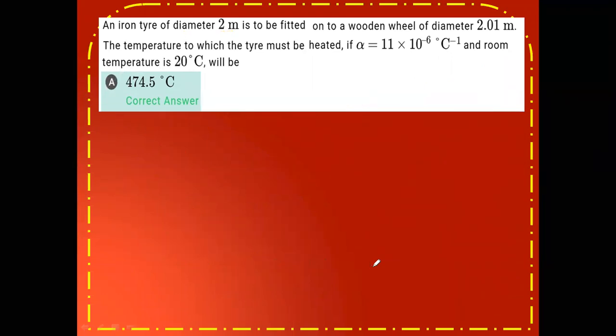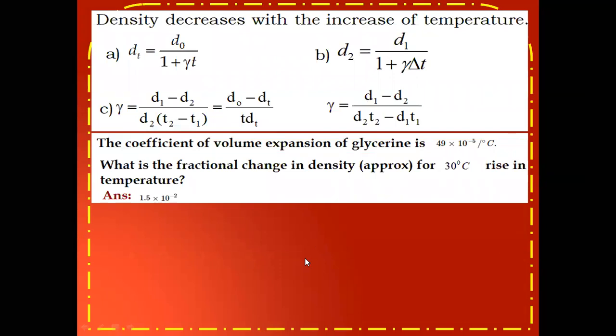Now let's move on to the next concept. This is a very important concept, the density concept. As you know, when heat is supplied to a substance, first, the mass of the substance, the mass of the solid, doesn't change. No change in the mass.